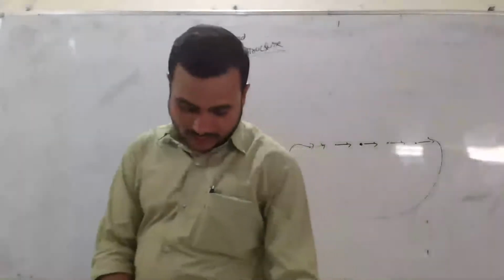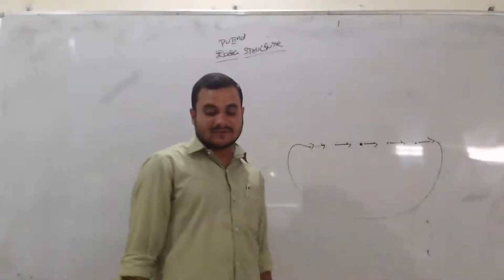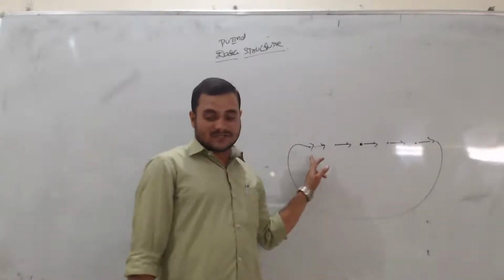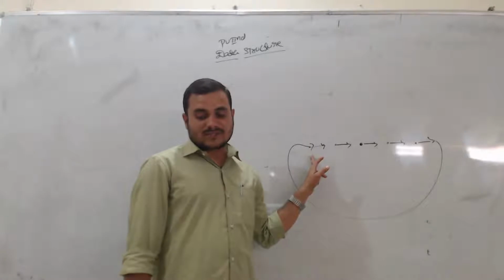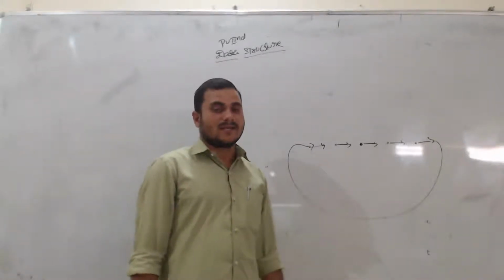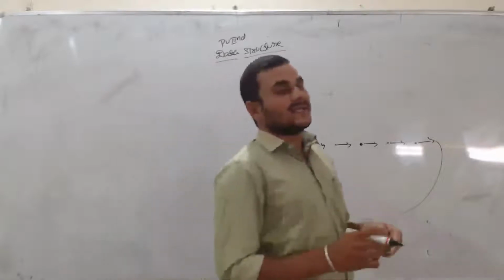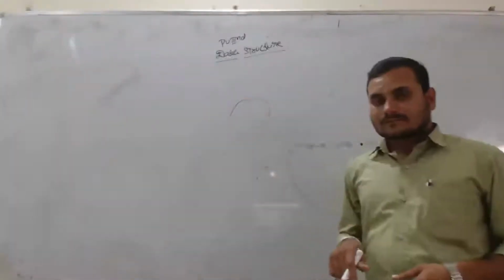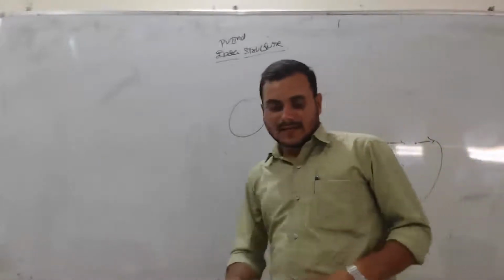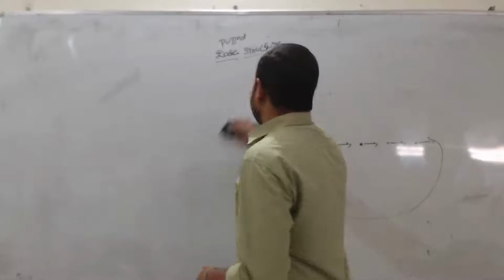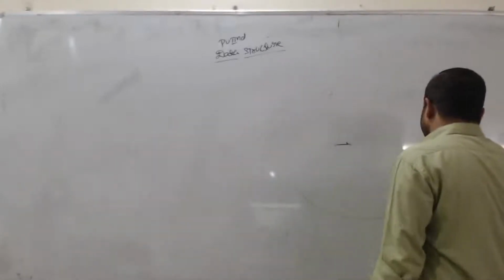So in the circular linked list, the link field of the last node contains the address of the first node, right? Such a linked list is called a circular linked list. The name itself indicates it is in circular mode. So again it will address the first node. After that, we did some operations in yesterday's class.